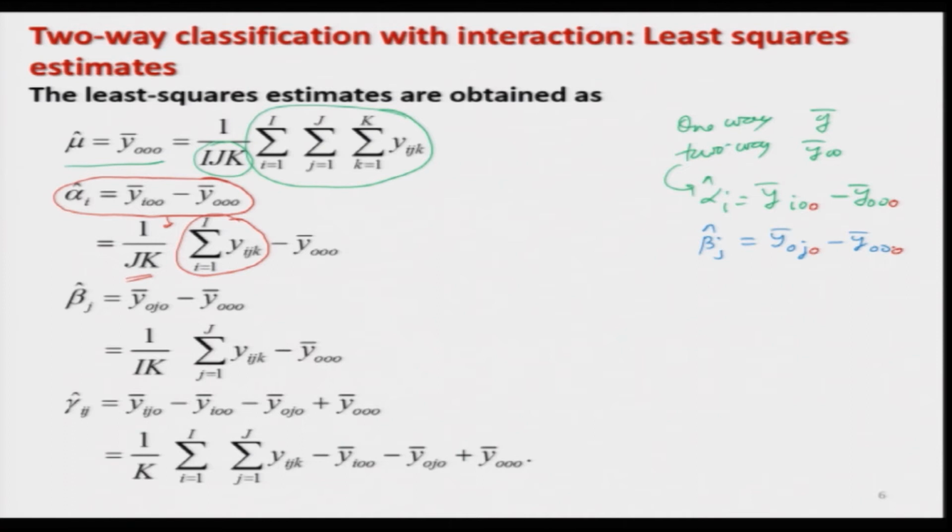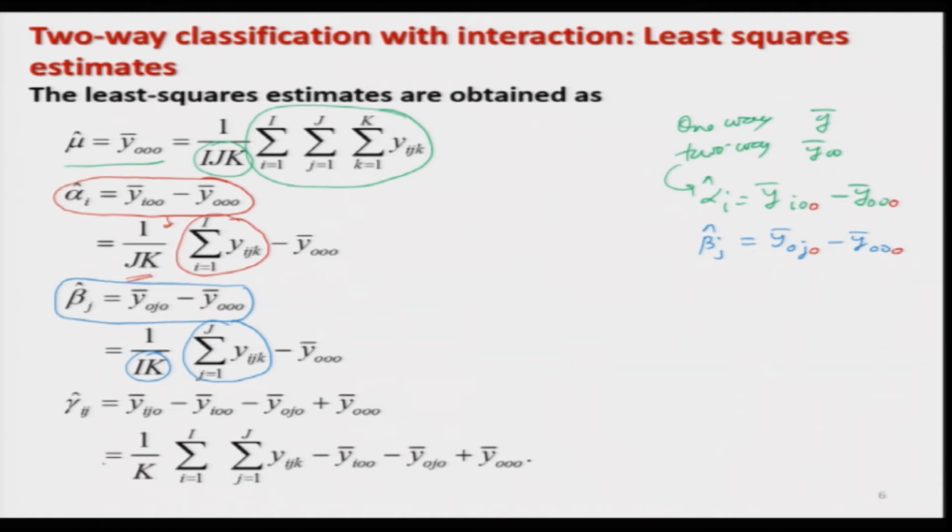So, now if you try to see here, this beta hat j will come out to be y bar naught j naught minus y bar triple naught, and using the same definition that you have used to define y bar I double naught, you can also define y bar naught j naught as the summation over j and k of y_ijk divided by the total number of observations covered by the subscripts I and k. So, this will become 1 upon I k.